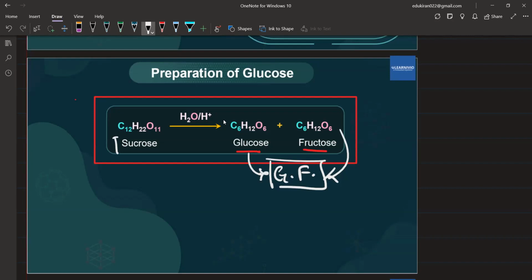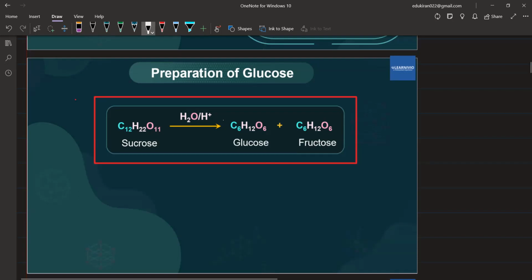है ना? So what you need to do? You need to just hydrolyze the sucrose. You will get glucose and fructose. Please write this down. Done everyone? Yes or no? Please tell me. क्या मिलेगा सुक्रोज से? Tell me guys, what will you get from sucrose? Glucose and fructose. Yes, you are going to get glucose and fructose.